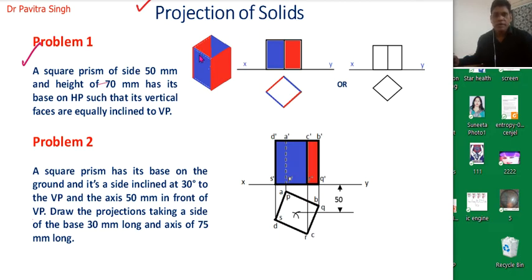So first I will try to solve a problem. A square prism of side 50 mm and height of 70 mm has its base on the horizontal plane such that its vertical faces are equally inclined to the vertical plane.